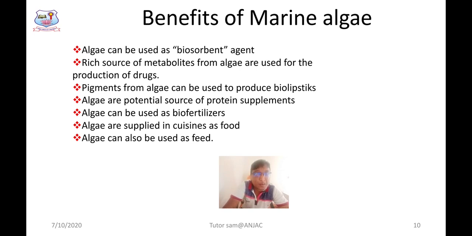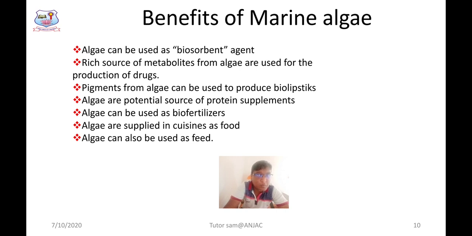These metabolites can be used as the precursor for the production of drugs, cancer drugs, right? Other life-saving drugs are harvested from marine algae. Pigments. As I told you, there are three different types of pigments: green color pigment, brown color pigment, red color pigment. These pigments are used as biological coloring agents for the production of biolipsticks, which are free from sulfur and ammonia, which could cause potential skin cancer, right?